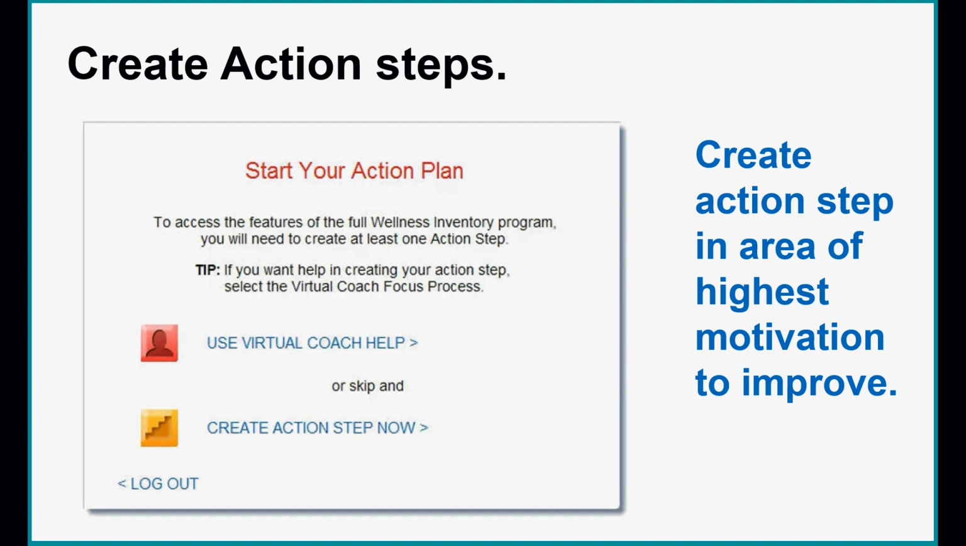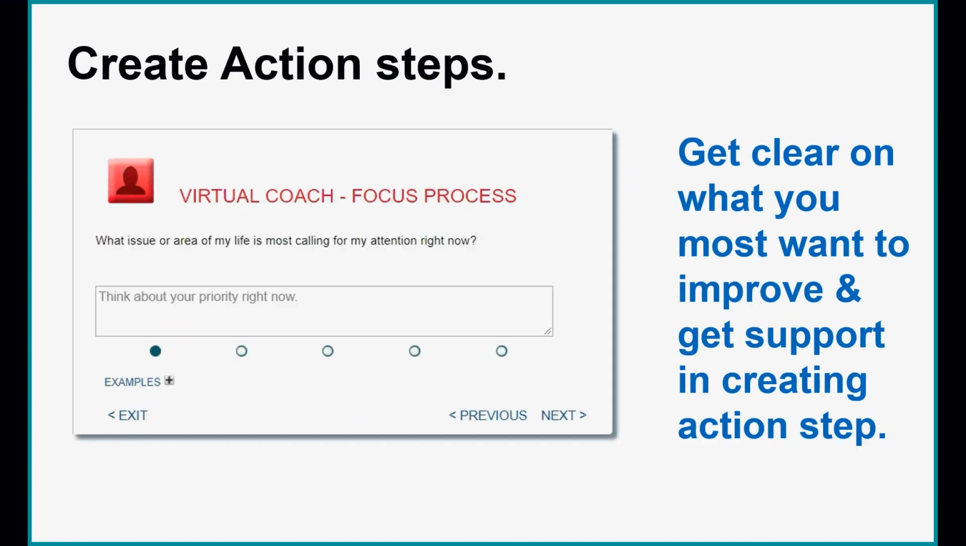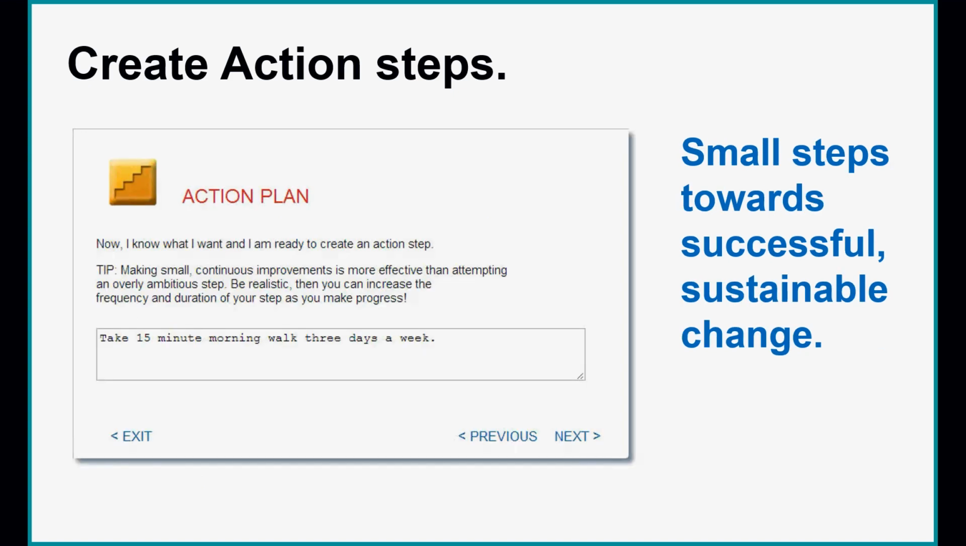But for many of us, we're not really clear at this point. We'd like a little bit more support. So we have the Virtual Coach Help, which is an automated program with 5 great coaching questions that help you get clear on what you want to improve and get support in creating your action step. By the time you get to the end and read everything you've written in response, you're able to create your action step. So here's an example.